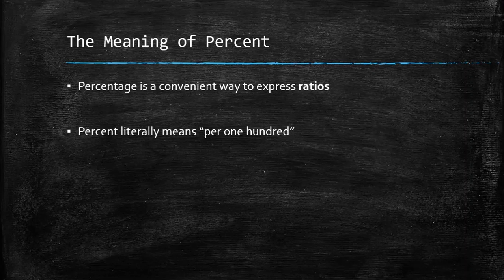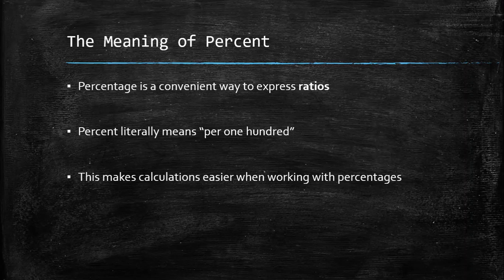So percent literally means per 100. So cent is a suffix that means 100. That's why there are 100 cents in a dollar. And it makes calculations easier to put everything over 100 because we are in a base 10 system. So we'll see as we start converting things back and forth that working with 100s is pretty easy, and that's why percentages are so useful.